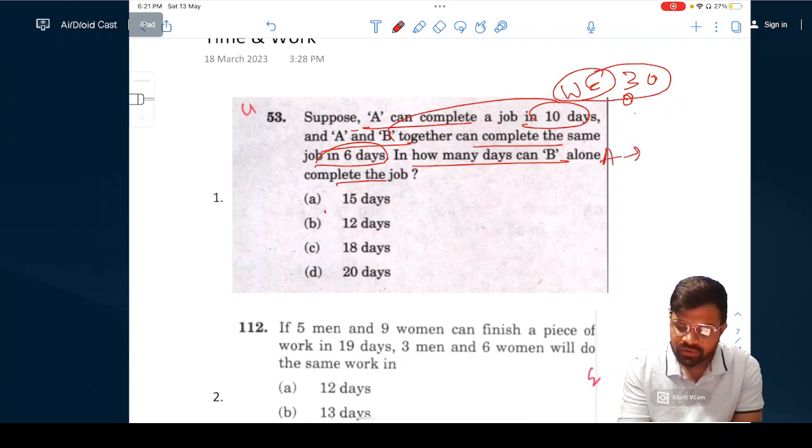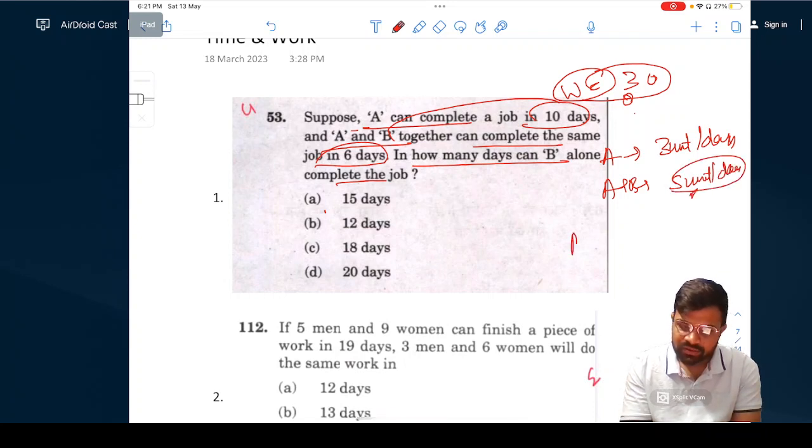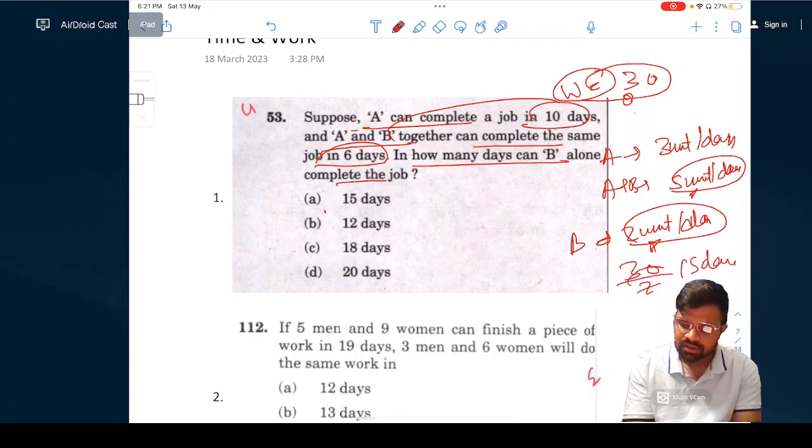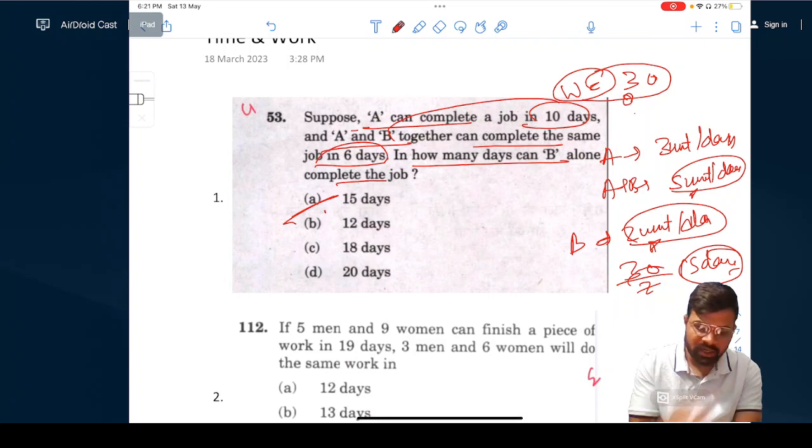Then A alone can do 3 units of work per day, 30 by 10. And A plus B can do 5 units of work per day. So that means B can do 2 units of work per day. Therefore days will be 30 by 2, 15 days. A simple question based on our approach.